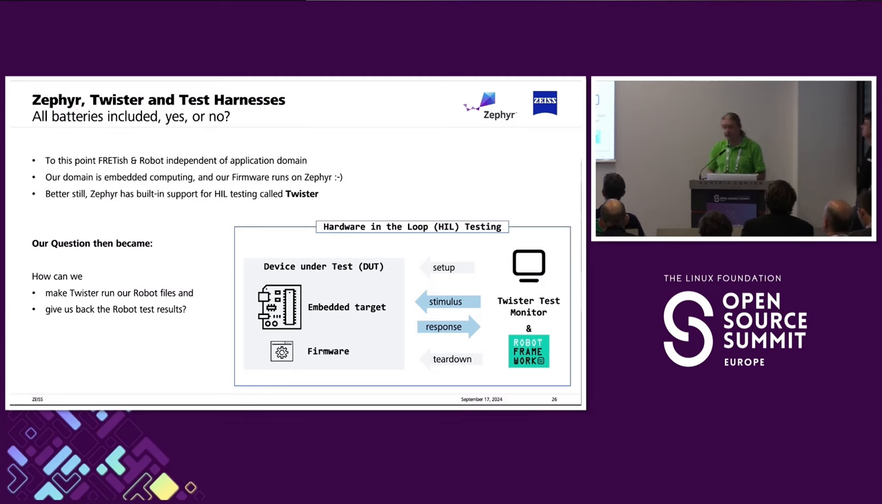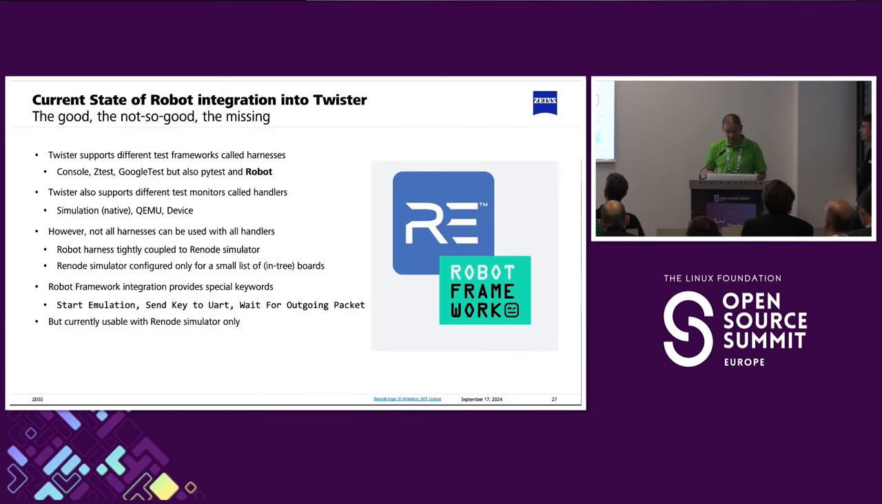And we'd like to combine that with the robot framework. And then, obviously, some convenience functions from such a test monitor are the setup and teardown routines. That's already built into Twister, so we didn't have to do it ourselves. Okay, so the question for us was, how can we make Twister run robot files, and how can we get back the robot test results for our test reports?